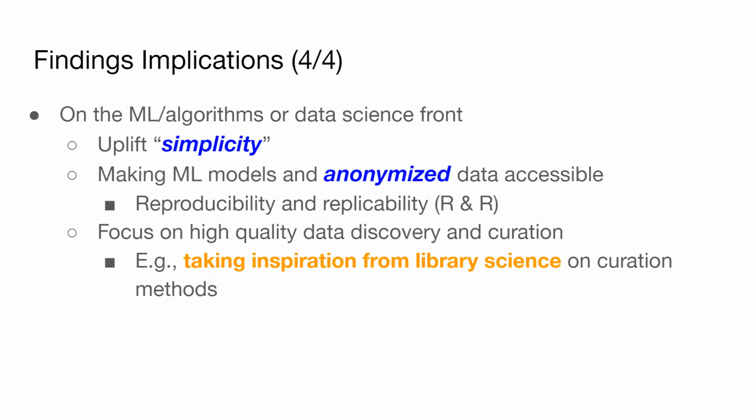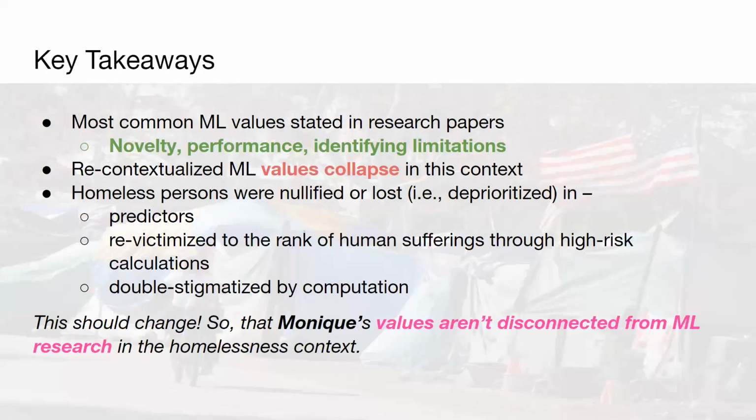We also suggested several implications for the technical side. So we wanted to recommend researchers to uplift simplicity, to develop methods that are simpler and that would not cause any resource burden to the homeless system. In that way, the research would be easy to disseminate and support reproducibility and replicability in ML research. Lastly, we should focus on high-quality data discovery and curation techniques using existing methods that are developed in other domains.